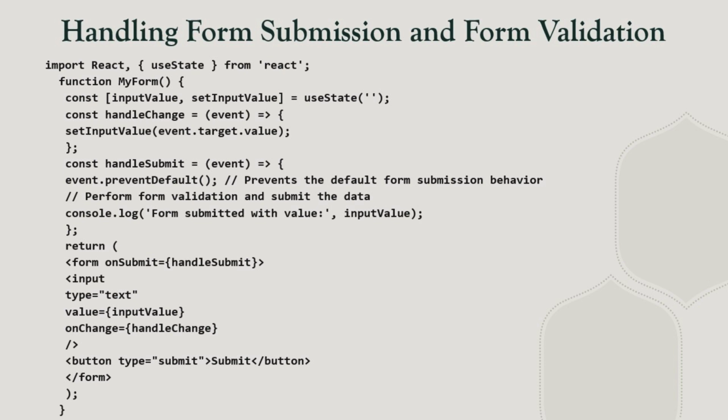Function MyForm. const [inputValue, setInputValue] = useState(). const handleChange = (event) => setInputValue(event.target.value). const handleSubmit = (event) => event.preventDefault(), prevents the default form submission behavior. Perform form validation and submit the data. console.log("Form submitted with value", inputValue).